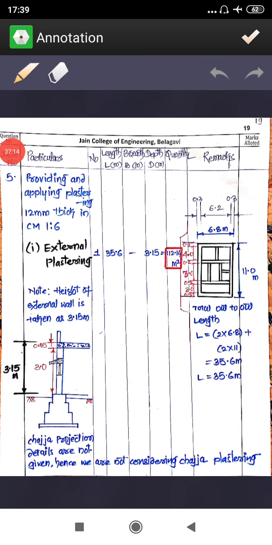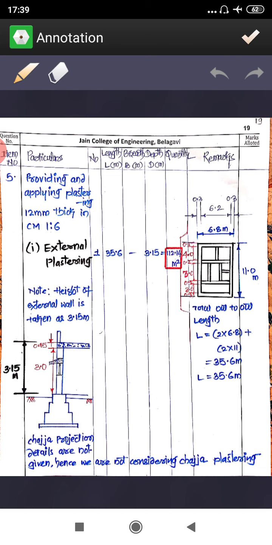Now we are going for the next item, that is providing and applying plastering of 12 mm thick in cement mortar 1:6: external plastering, internal plastering and ceiling plastering. One thing that I want to clear is that whichever method you take, long wall, short wall or center line, the plastering quantity, flooring quantity, painting quantity and soling quantity are not going to change, they will remain the same.